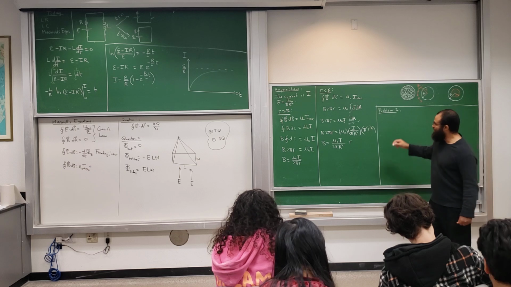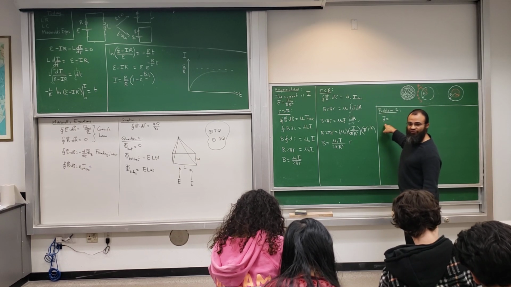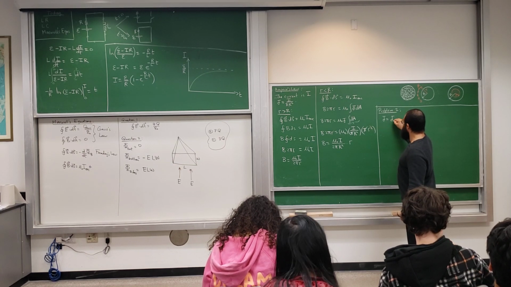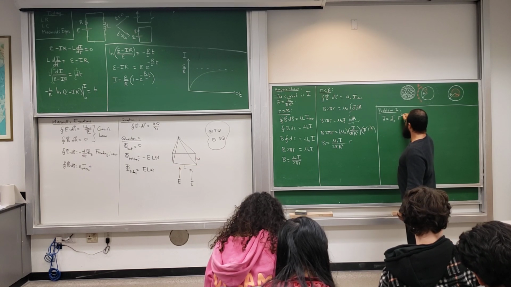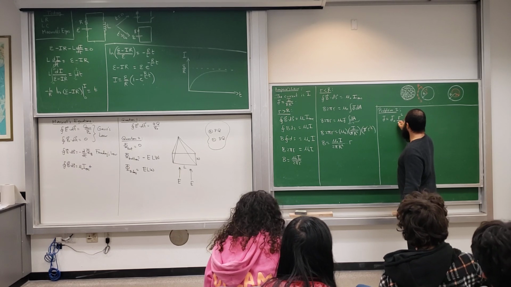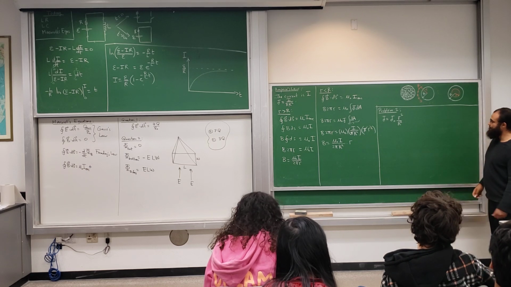So here is the current density, I should say. Here's J. For this problem, you're given a current density that looks like this. It is some J naught times little r squared over capital R squared. That's J.